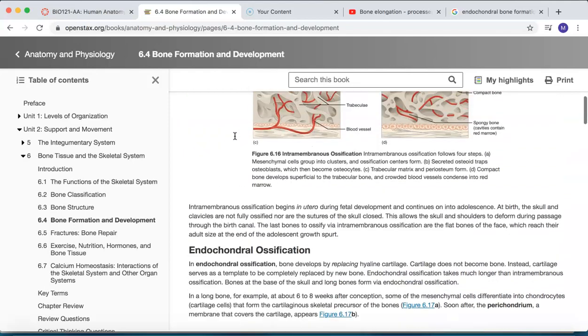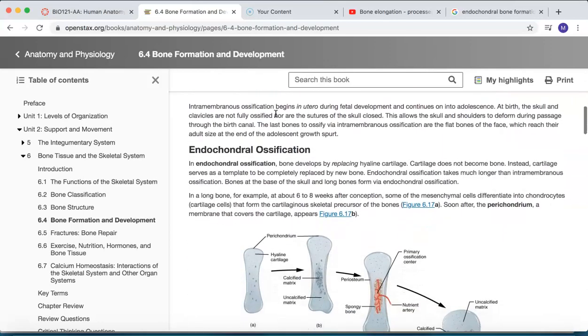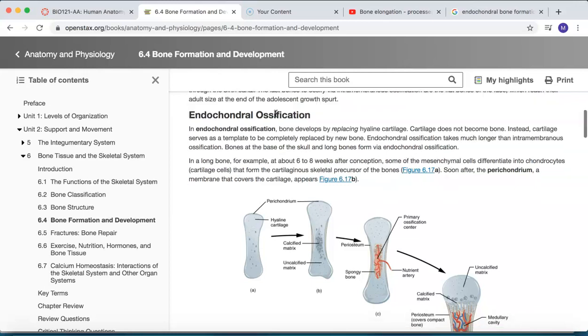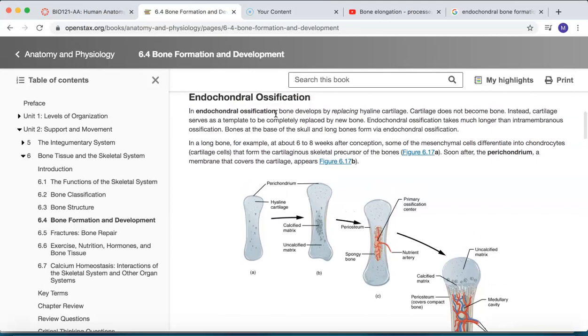In my last video, we discussed the process of intramembranous ossification. Now, most of the long bones of the body, in fact, most of the bones of the body, are formed through endochondral ossification, and that's the process we're going to talk about right now. Endochondral ossification begins with a hyaline cartilage model.